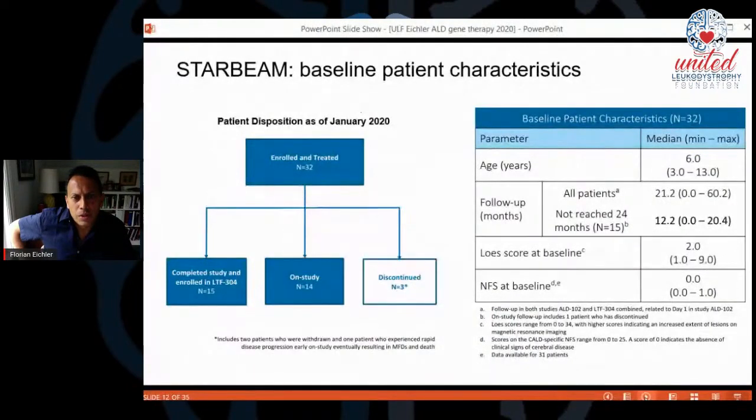So we have treated so far 32 boys, about half of them here in Boston. These boys all had a low Loes score and were asymptomatic at the time of treatment. It's important to remember that, again, we think this is far more effective in the early stages of cerebral ALD, and that it faces challenges thereafter. Next slide.